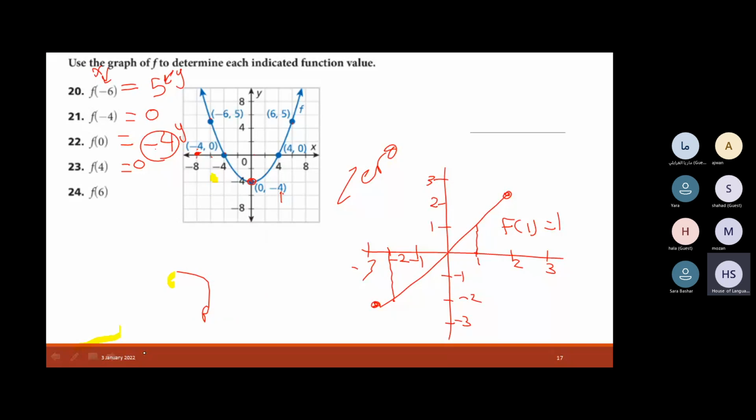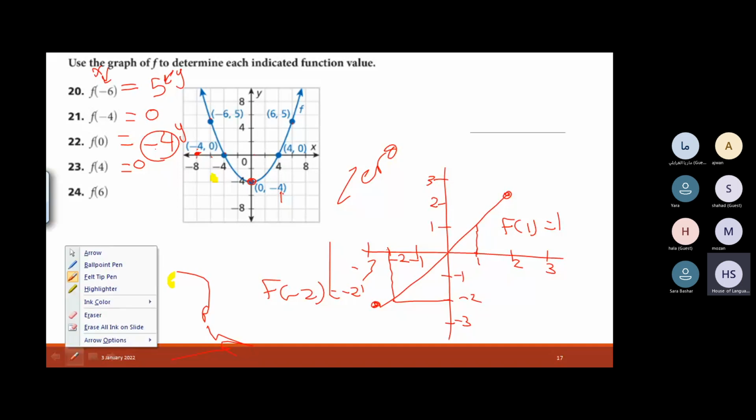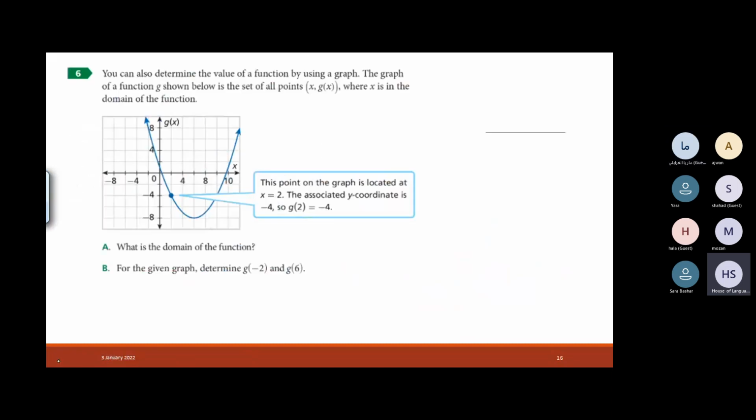Now for this one, at negative 2, where do I have to go? I have to go downward, because the curve is downward. My line is down. So I have to go down until I intersect this point. So now f of negative 2 is negative 2. Is it clear now? Yes. For this one, is it clear? Let's go back to this one here.